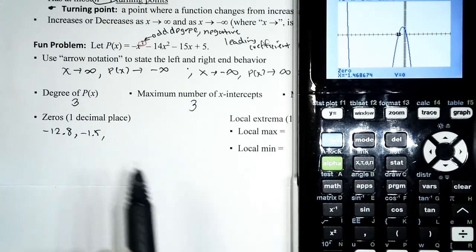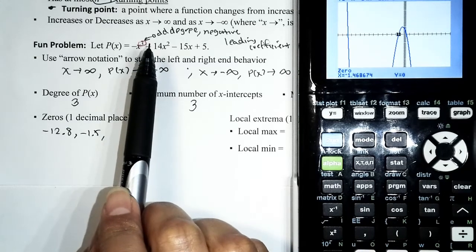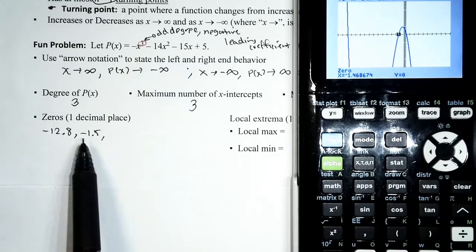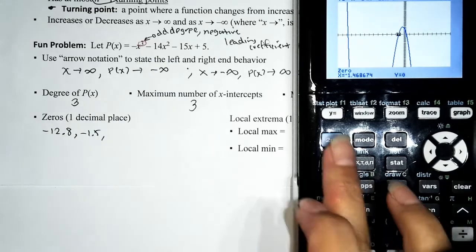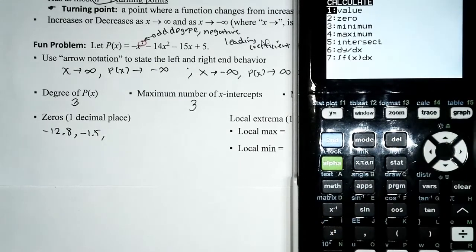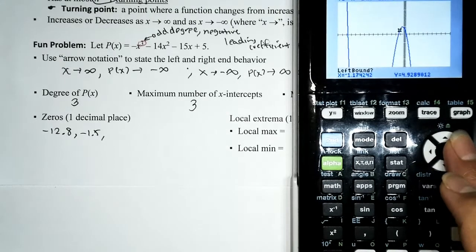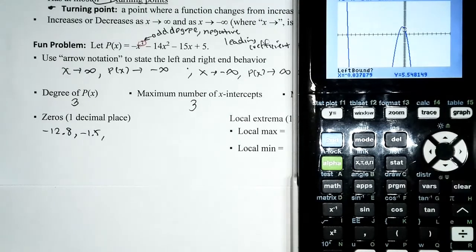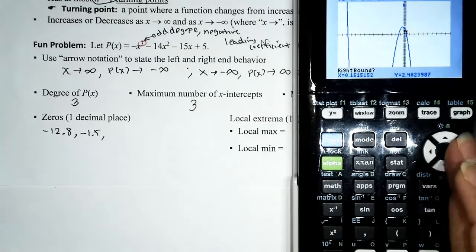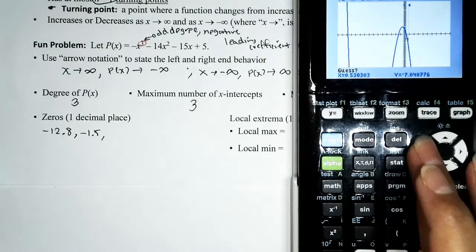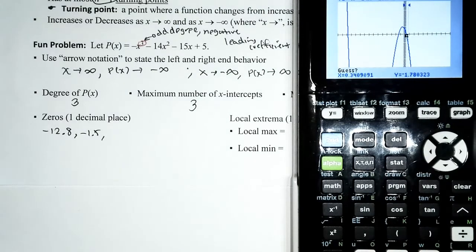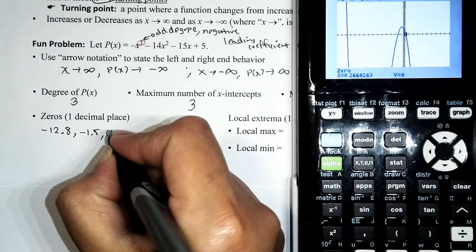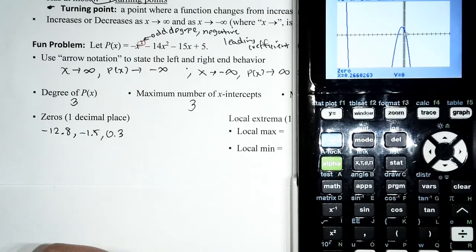Fantastic. So again, the degree is 3, so we're expected to have 3 zeros or 3 x-intercepts. So 2 down, 1 more to go. Second calc 0. Put the cursor somewhere to the left. I think we're good. Enter. Somewhere to the right. Enter. Guess. You can leave it there, or you can put it close to the actual x-intercept. And to 1 decimal place, that's about 0.3. Cool. So the zeros to 1 decimal place, thanks to your hard work, are negative 12.8, negative 1.5, and 0.3.